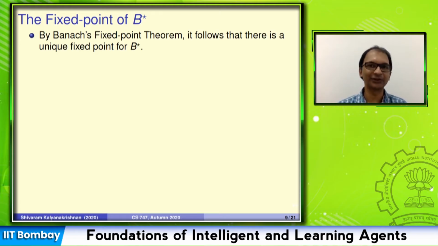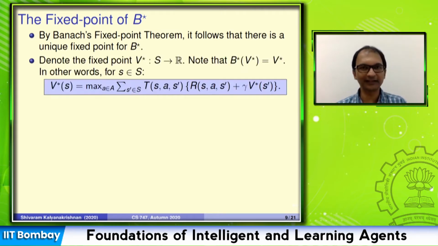So in fact, having shown that B star is a contraction mapping, it follows from Banach's fixed point theorem that B star has a unique fixed point. Let's call this fixed point V star. V star is again a mapping from states to numbers, or equivalently an element of Rn. The fact that it's a fixed point for B star means that B star of V star is V star. This is the definition of being a fixed point.